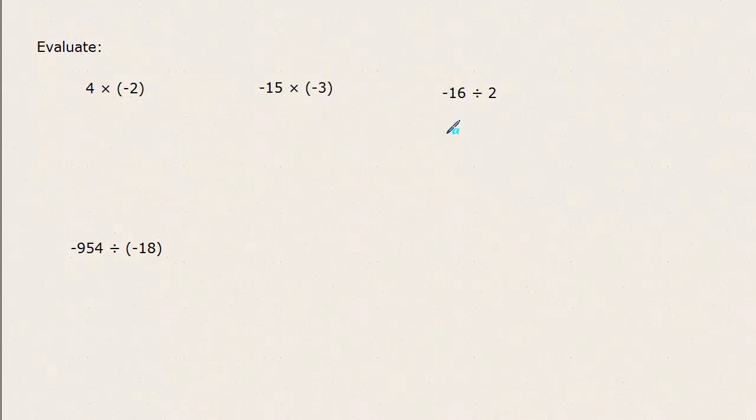We now want to evaluate these. I always suggest 2 steps. First of all, here we have a positive multiplied by a negative. Different signs, so I know the result will be negative. Once I've decided that, all I need to do is 4 times 2, which is 8.